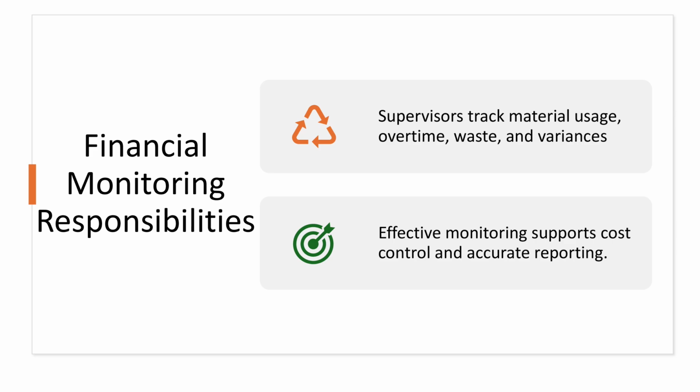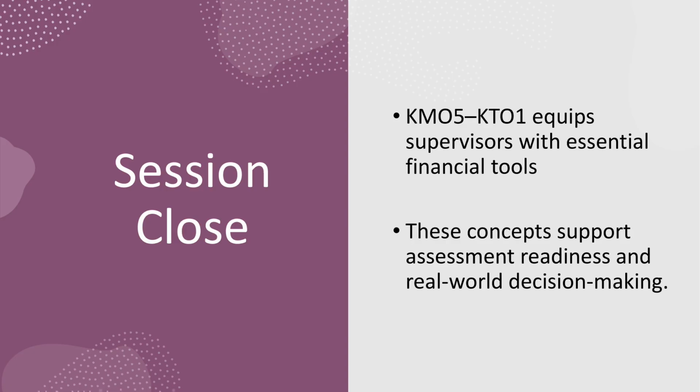And now that we're done with activity 2, let's take a look at financial monitoring and supervisory responsibilities. Supervisors play a vital role in financial monitoring by 1, checking material usage, 2, reducing waste, 3, monitoring overtime, 4, reporting variances, 5, ensuring budgets are followed, 6, keeping accurate records, and 7, escalating financial concerns.